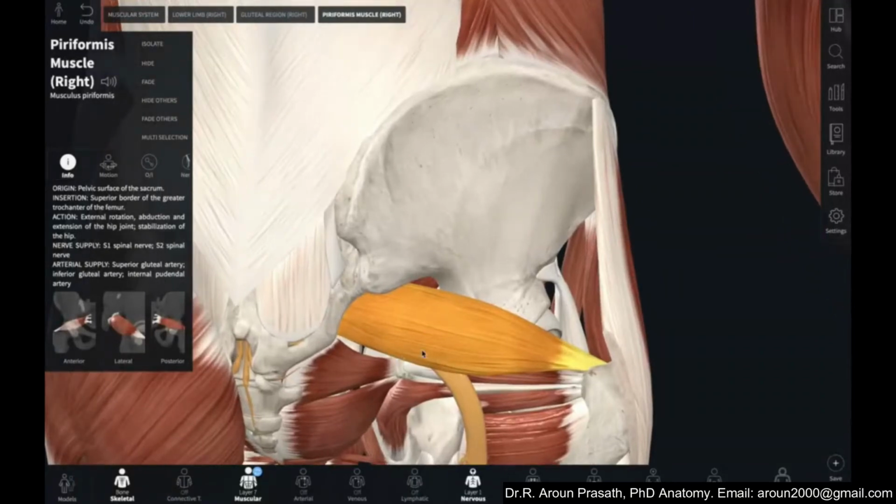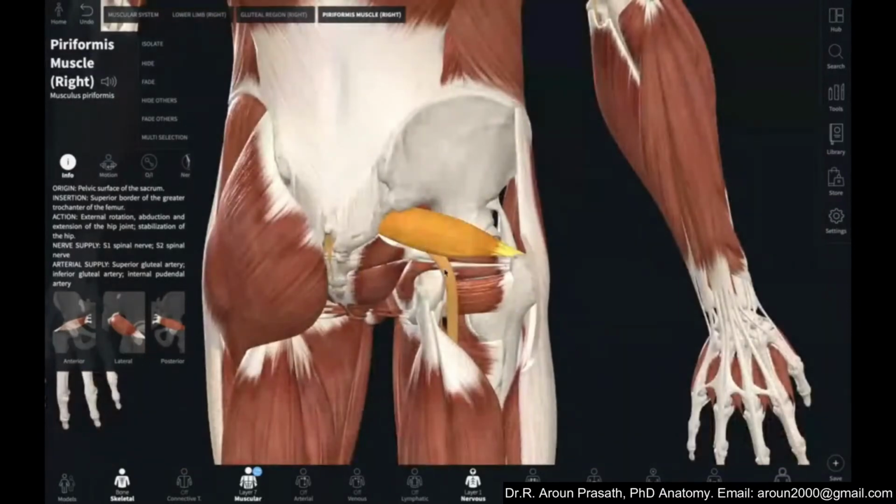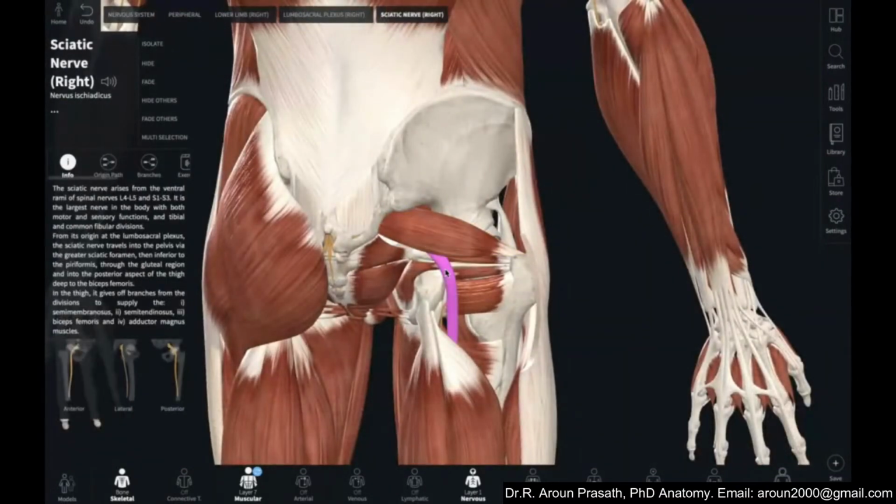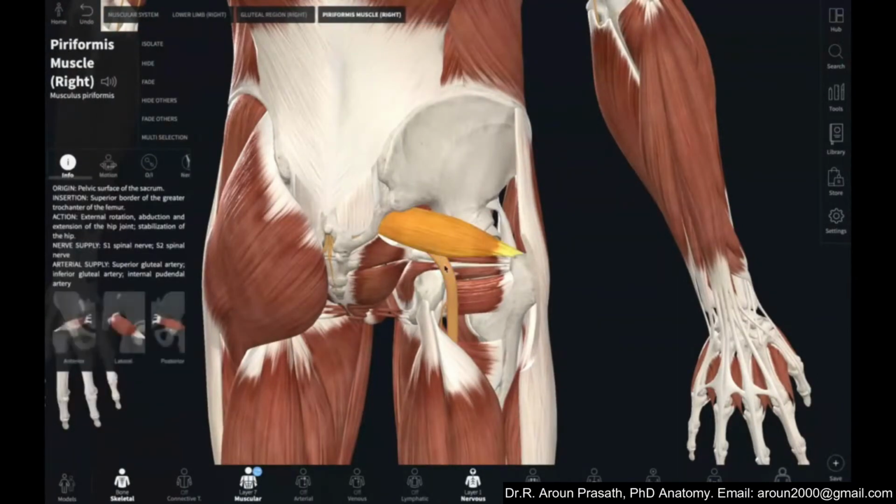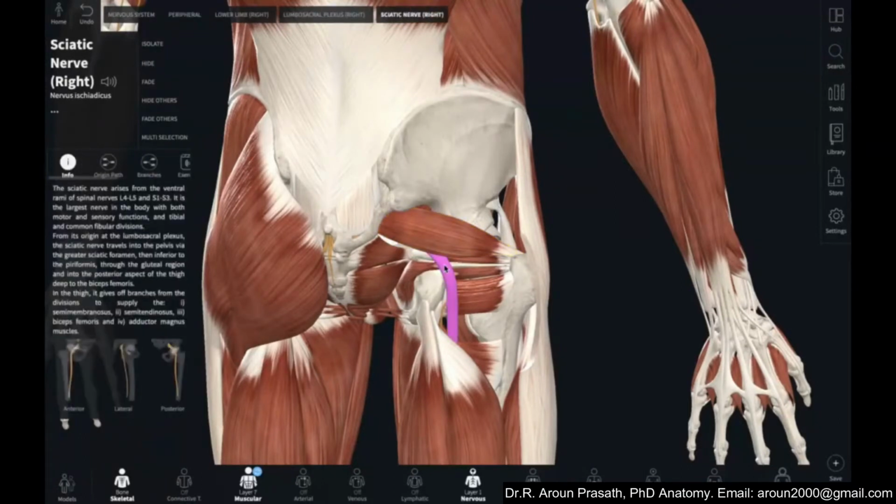Whenever there is a spasm of this piriformis muscle, it is going to compress the sciatic nerve underneath. When this sciatic nerve is compressed, it is going to cause a radiating pain all the way down.